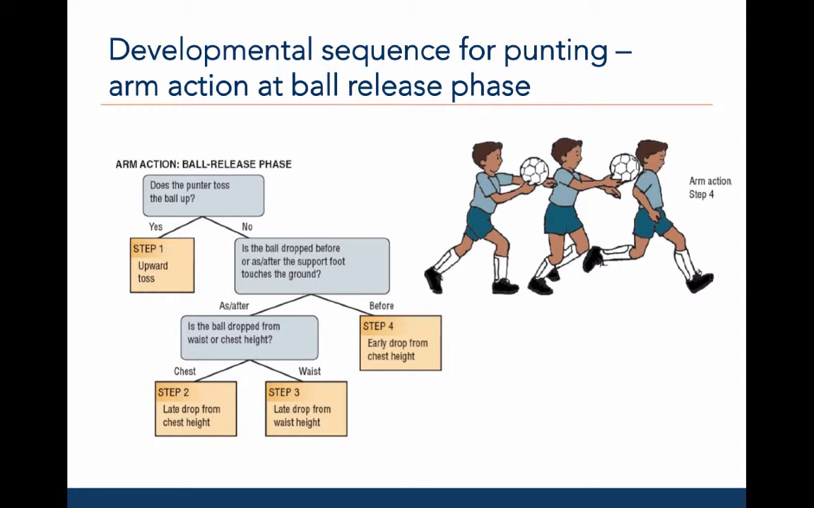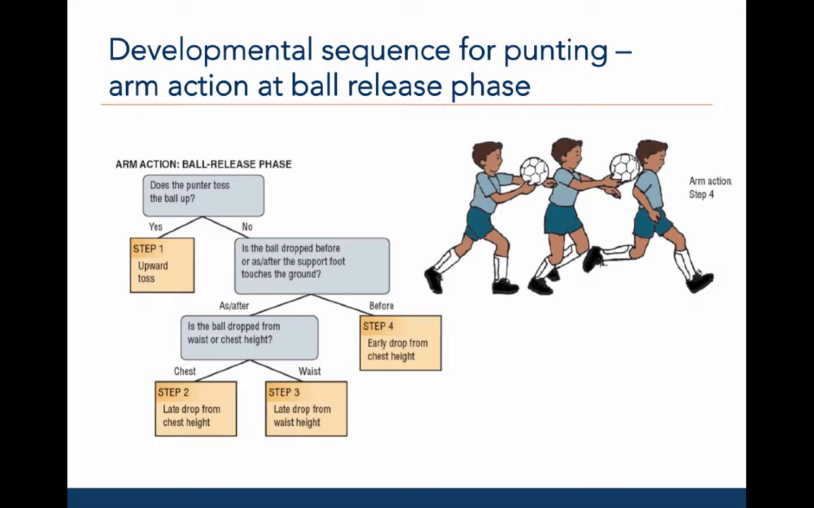The observational plan for the arm action at ball release has 4 developmental steps. In step 1, the ball is tossed upwards. This can result in a toss that is not centered with the foot and can lead to adjustments and inconsistencies in the movement as a result. In step 2, the ball is dropped from chest height, but the timing of the drop is late, meaning that the ball is dropped after the support foot has touched the ground.